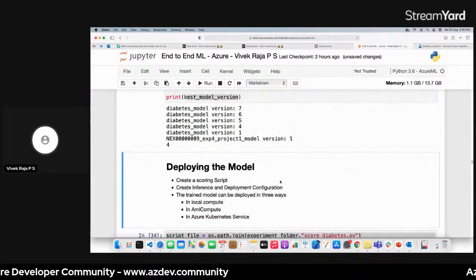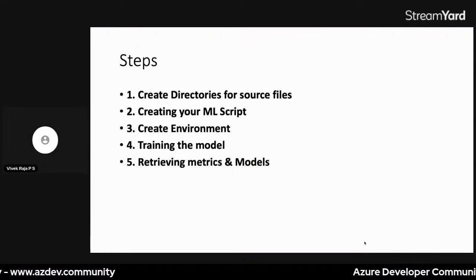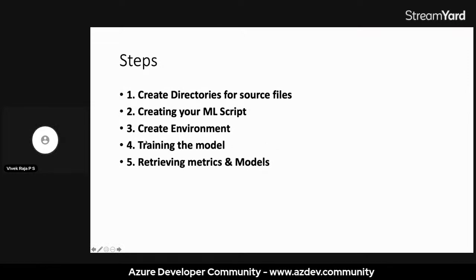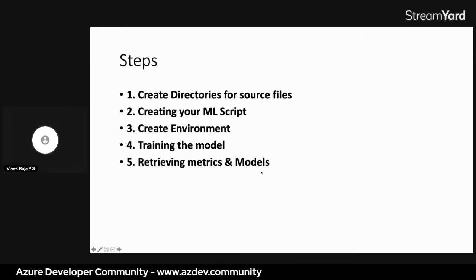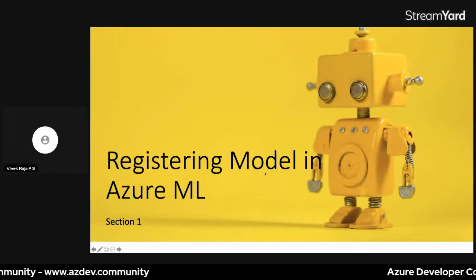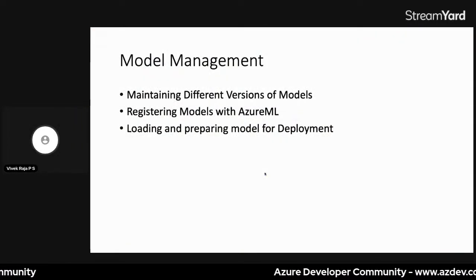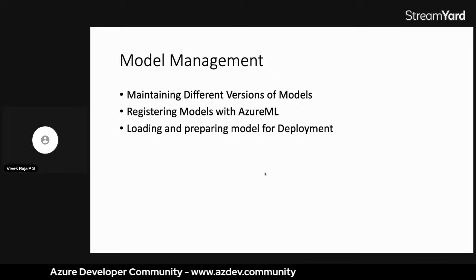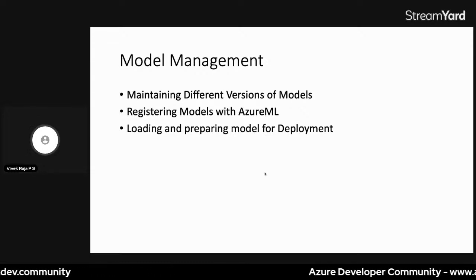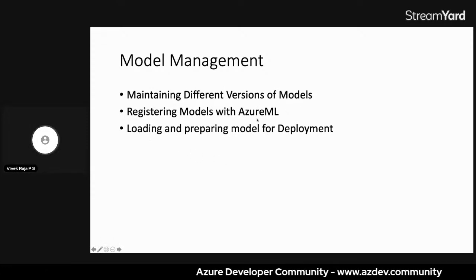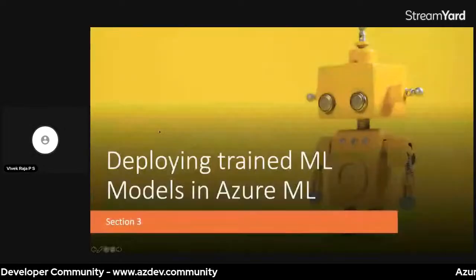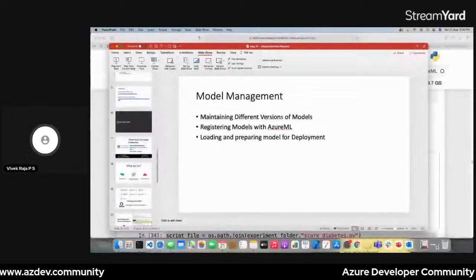Now we have created the directories, created our ML script, created an environment, trained the models, and retrieved metrics and models. This is what we have done so far. Since we have different models, we have decided which model to keep in our cloud and which model to prepare for deployment. So we have done the second section as well: model management. We maintain different versions, done. We have registered the model with Azure ML, also done, and loaded and prepared it for deployment. We have picked out the best.